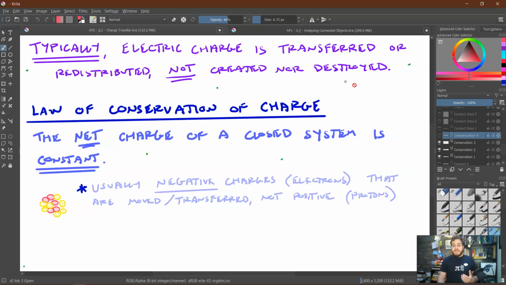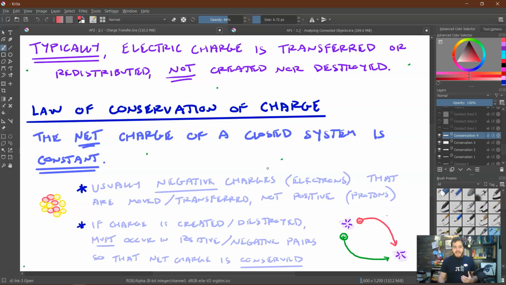Now, another thing we need to keep in mind here is that it is the net charge of a closed system that is constant. So that net is really important. We actually can create and destroy charge. It happens in a variety of particle physics processes, but not very much in our day-to-day life. But even when this occurs, if I have two particles pop into existence and then destroy each other, they must always happen in tandem in these positive and negative pairs, so that the total charge of the system is constant.